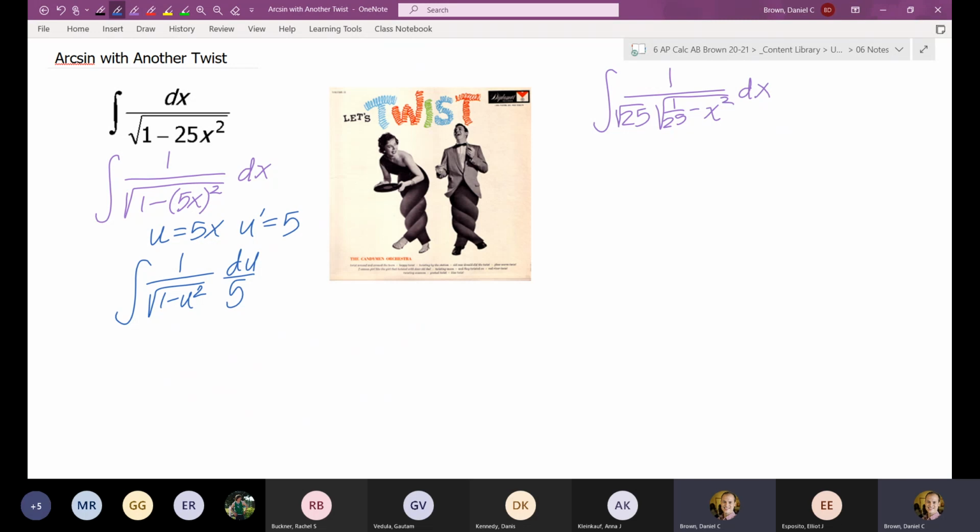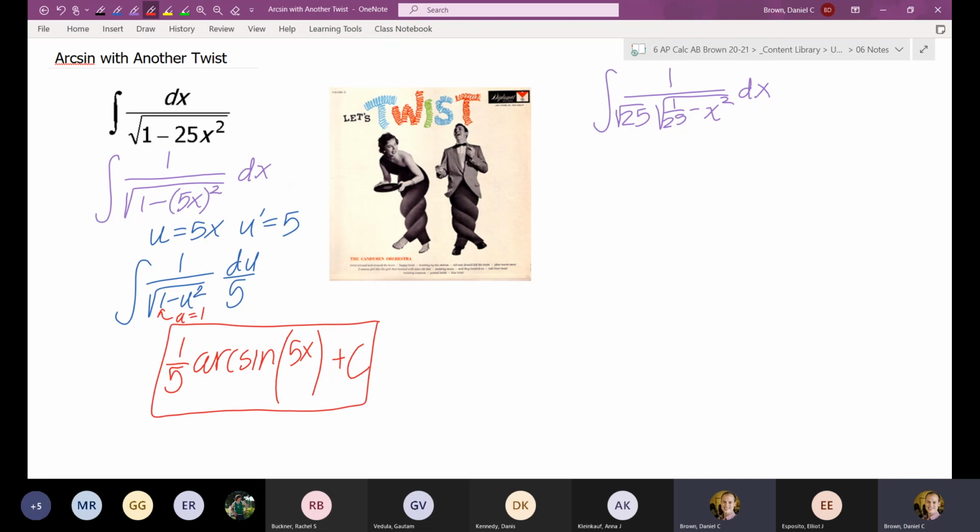So integrating this one, I know this is arcsine, and arcsine does not have a 1 over a in front, but we still have u sub, which is going to give it a coefficient. So I have 1 over 5 arcsine of u, which was 5x. The a value is technically 1, so not going to worry about it, plus C.